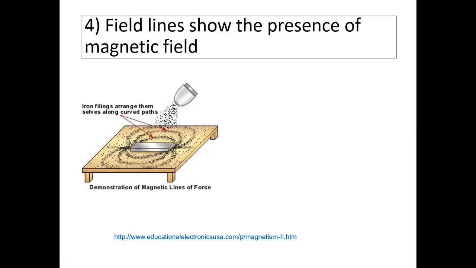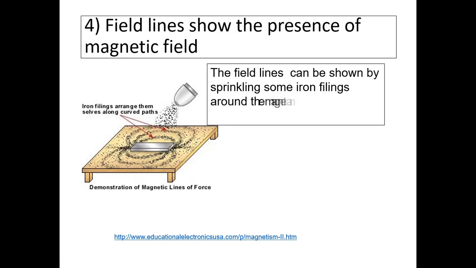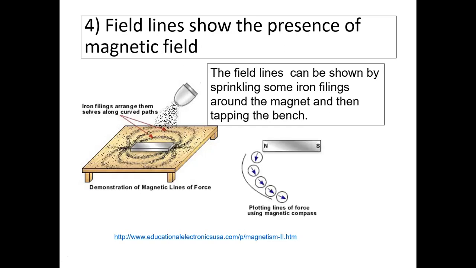Okay. We can use iron filings. Iron filings are made of tiny pieces of metal. We tap the table, and you will see fine lines there, showing that there's some invisible magnetic force acting on the iron filings. Or we can use a magnetic compass to trace a few lines.